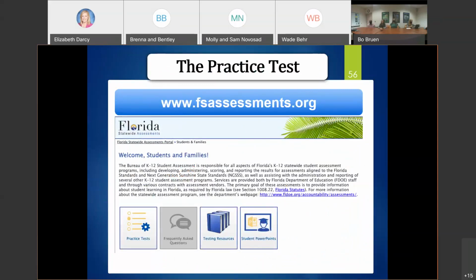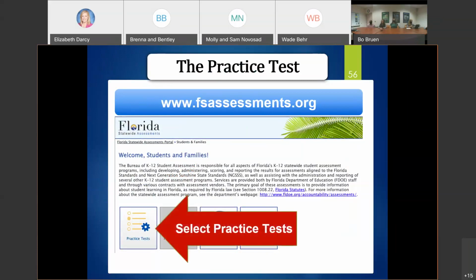All right. Once you select that, you're going to see this screen. And you are going to select, I believe a little arrow comes up and tells me that you're going to select practice tests.